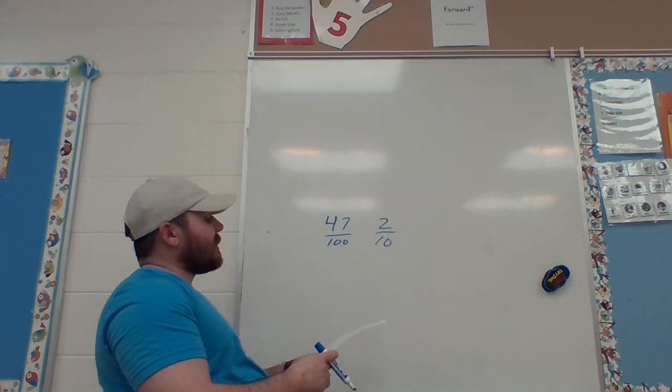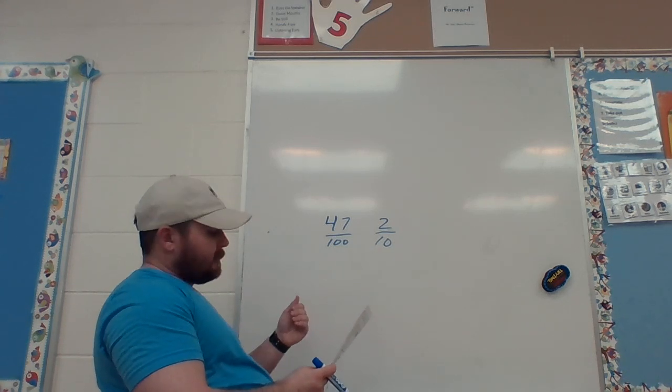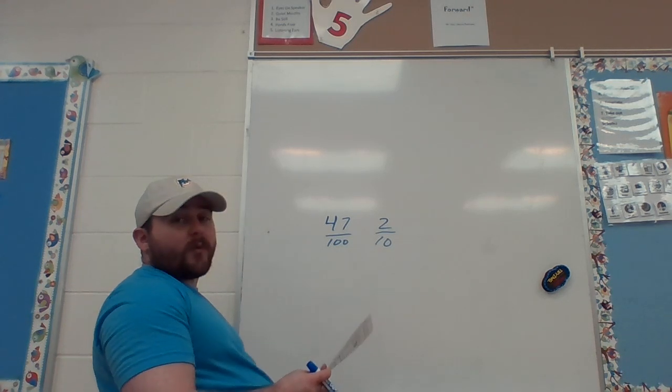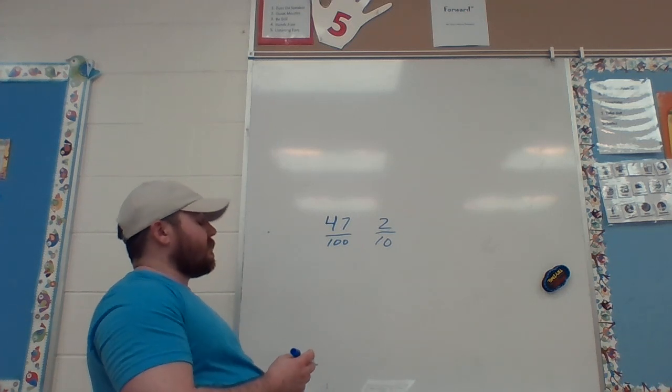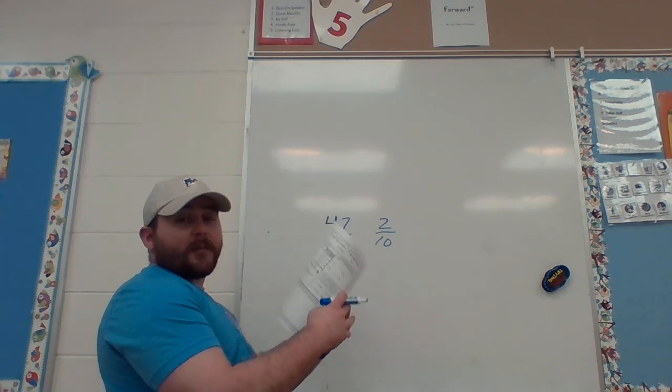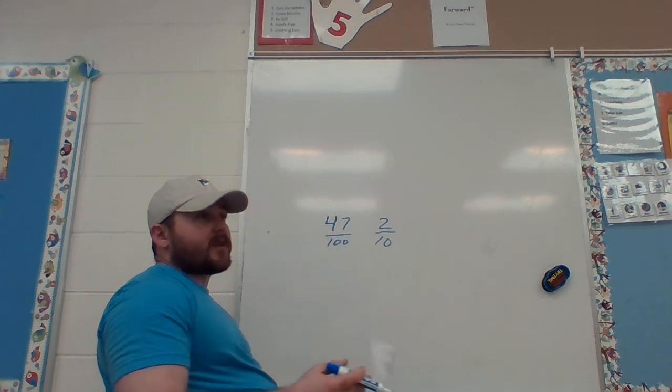So if I have 2/10 and I change that, because we have to get them equivalent before we can do our next step. I also have to think, if I'm combining something, most likely I'm going to add it.